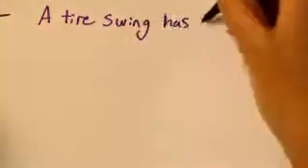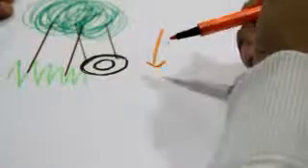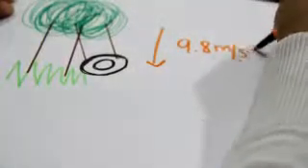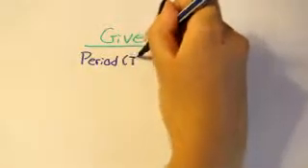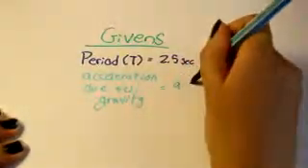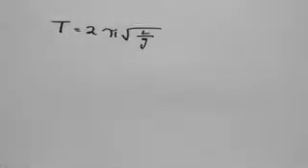A tire swing has a period of 2.5 seconds. How long is the swing here on Earth? The picture you see here is a tree with the tire swing. The arrow is representing the pull of gravity. In this equation, we are given that period is equal to 2.5 seconds, and since it states that the swing is on Earth, acceleration due to gravity is equal to 9.8 meters per second squared. This is the equation we have to use. We must plug in the variables.